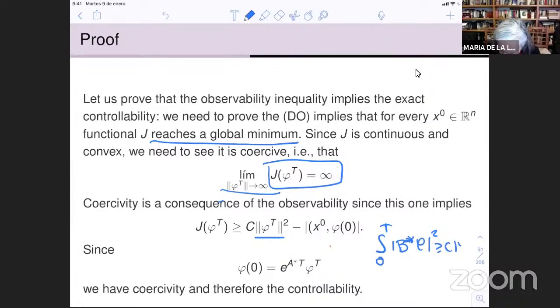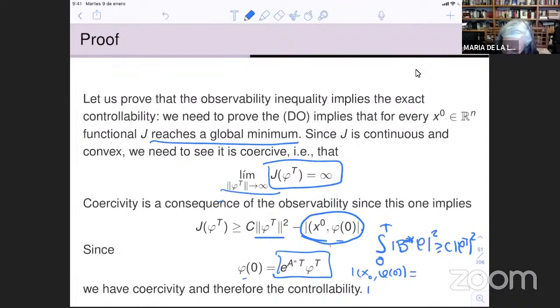Okay, this is my observability inequality. Then if we have that, and phi of zero is this one, by the Schwarz inequality we have that this term is x zero, phi of zero, which is equal to x zero e to the a star t phi of t. And this is less or equal than the norm of x zero times e to the a star t phi of t.